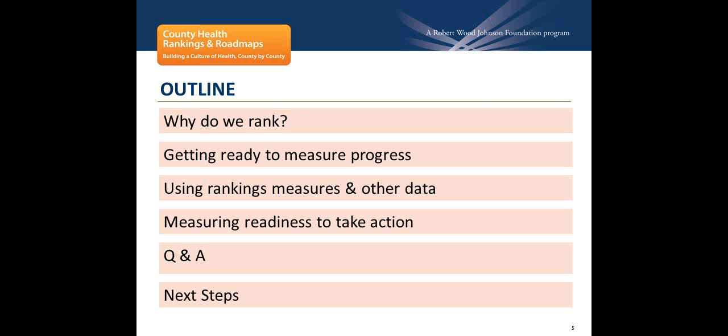Great. Thank you, Kate. So let's take a look at our agenda. Here's what we're going to talk about today. We'll start with a quick review about why we rank and some cautions about using ranks as a way to measure progress. We'll then provide some guidance to help you be purposeful about what and how you measure progress. Next, we'll dive into the rankings measures, taking a look at how and what we analyze for trends and other data sources. We'll then move to a self-assessment tool for measuring where you are as a community in improving health and where you might want to focus next. We'll have time for Q&A, and then we'll wrap up with a few ideas about additional tools and resources.